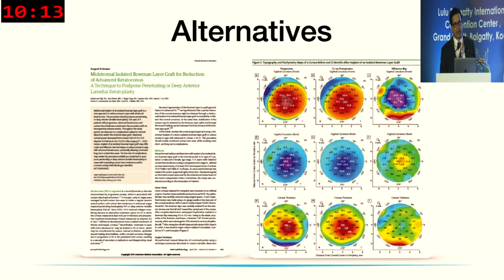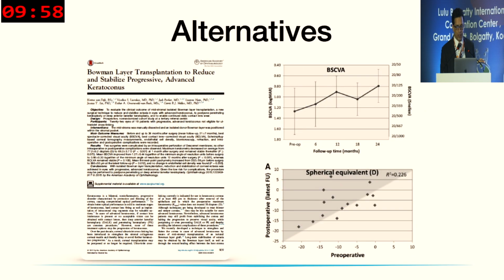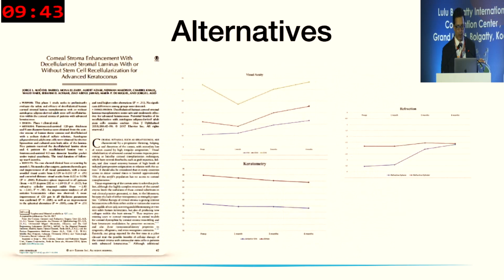There have been some reports about alternatives to corneal transplantation, especially from Gerrit Melles's group, where they have tried to transplant Bowman's membrane into a stromal pocket inside the cornea. And they also have reported that there is a significant improvement in the visual acuity as well as reduction in the spherical equivalent for some patients, but it does not seem to be a very predictable procedure at this point of time. We'll learn more when we look at Vikas's pre-recorded talk.